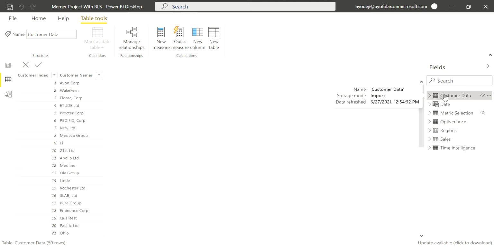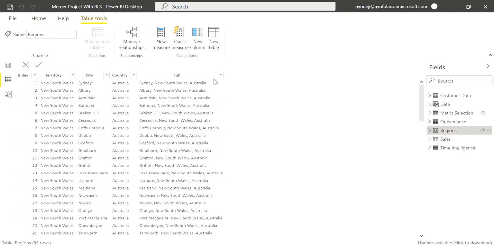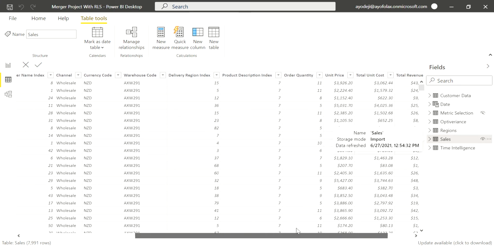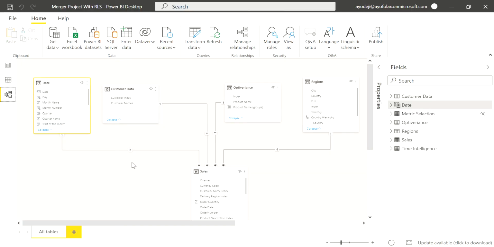So here's a brief look at the customer table, also the product table, the regions table, and finally the sales table, which is made up of the total revenue, profit, and all other sales. These were all connected to each other. The customer table is connected to the sales table, the product table is connected to the sales table, the regions table is also connected to the sales table, all by one-to-many relationships. So this is a perfect example of a star schema.